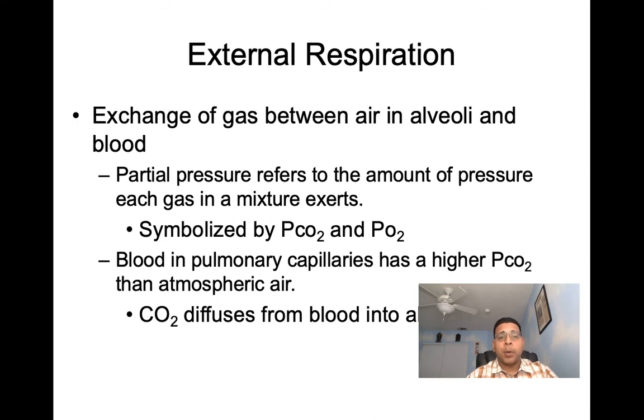First, external respiration refers to the exchange of gases between air in the alveoli and blood in the pulmonary capillaries. Gases exert pressure, and the amount of pressure a gas exerts is called its partial pressure. Partial pressure, you can see, is symbolized as PCO2 and PO2. Blood in the pulmonary capillaries has a higher PCO2 than atmospheric air does. This causes carbon dioxide to diffuse out of the plasma into the lungs.